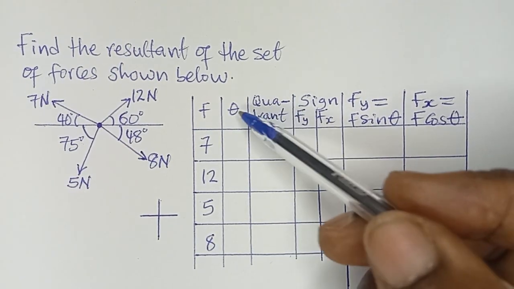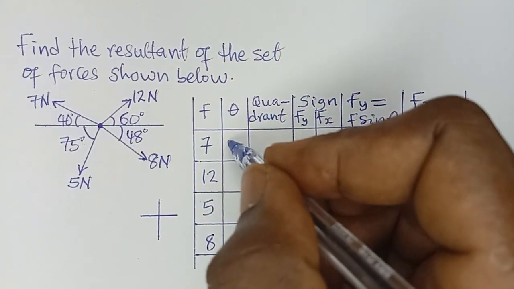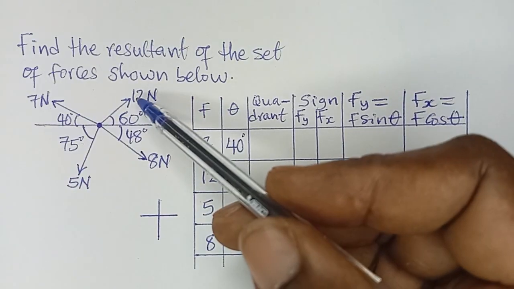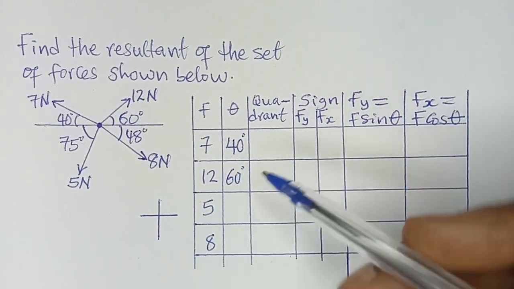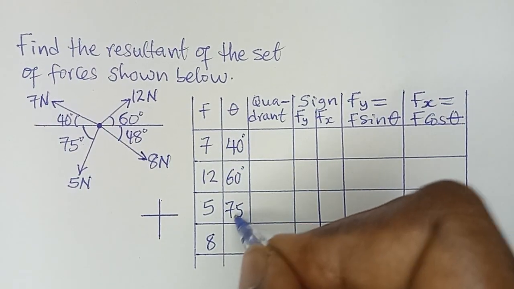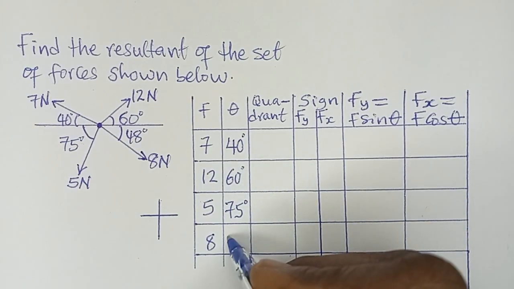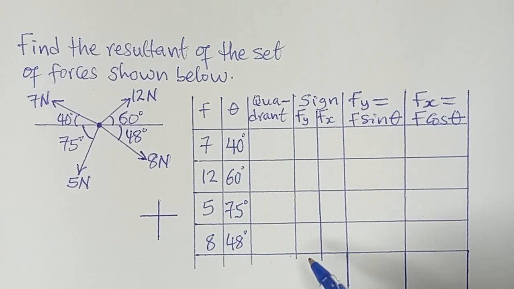And then we should also represent the angle that they have. So the 7 Newton is 40 degrees to the horizontal. The 12 Newton is 60 degrees to the horizontal. The 5 Newton is 75 degrees to the horizontal. And the 8 Newton is 48 degrees to the horizontal.